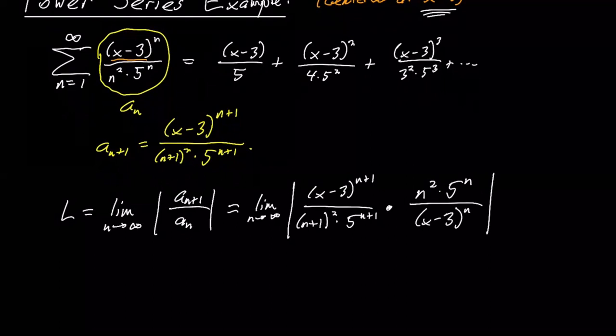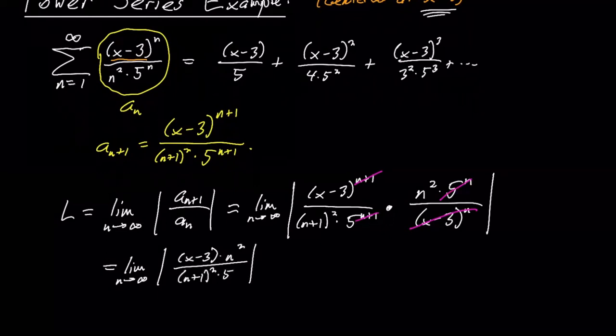And again, as with these, we see nice cancellation, right? There's one more x minus 3 on top than on the bottom. There's one more 5 on the bottom than on the top. And we still have n squared over n plus 1 squared. And so this simplifies quite a bit to the limit as n goes to infinity of the absolute value of x minus 3 times n squared over n plus 1 squared times 1 over 5.